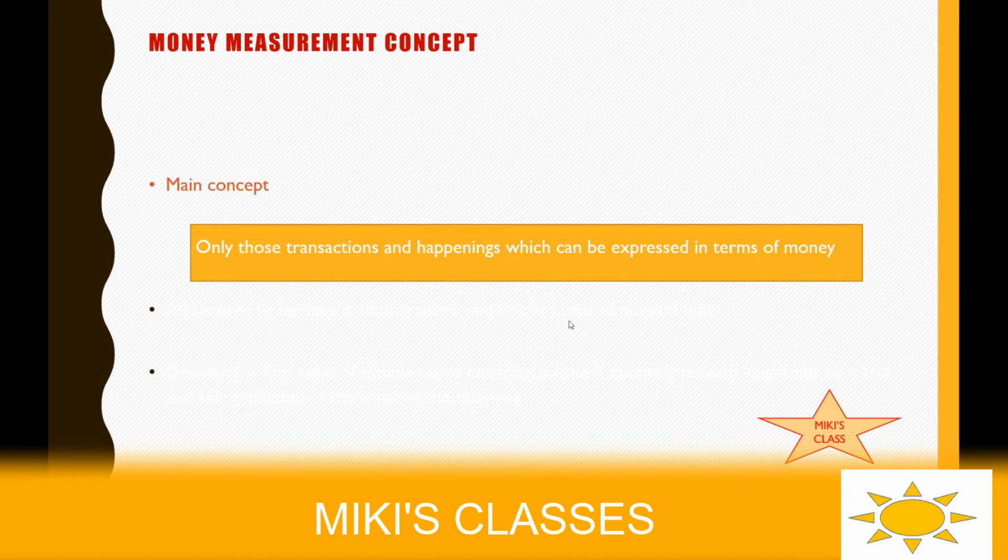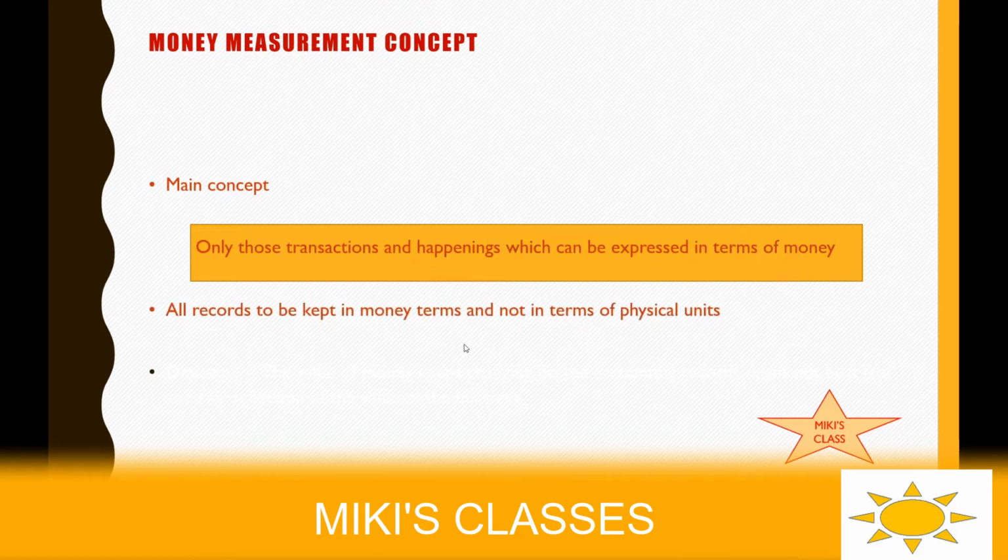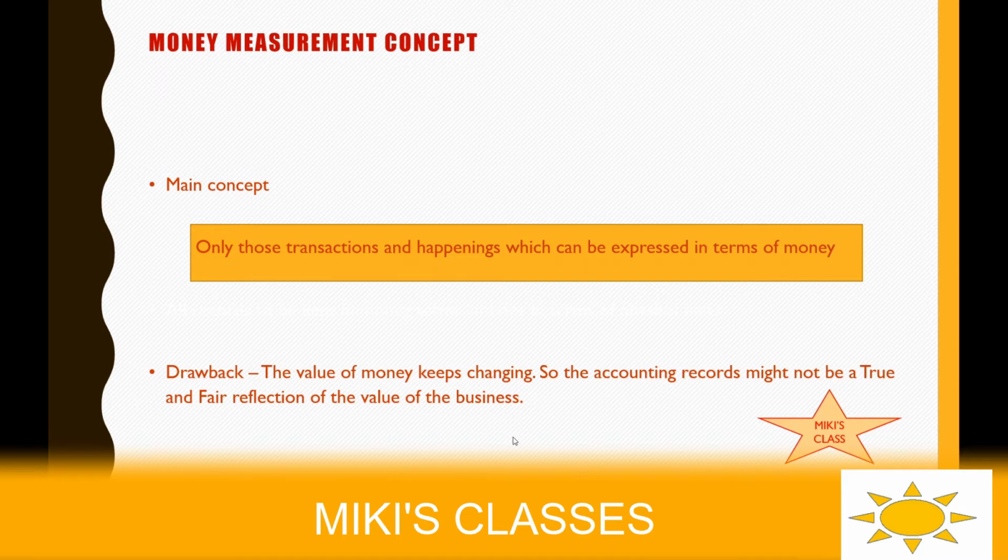Check the other points which are there. Okay, we have already discussed up till here, which is all records to be kept in money terms and not in terms of physical units. And we have discussed the reason for that too. What is the last point? There's a drawback. Now, what is this drawback? Drawback means, I hope all of you understand, drawback is a limitation, right? Drawback is a limitation of this concept. So what is the limitation?